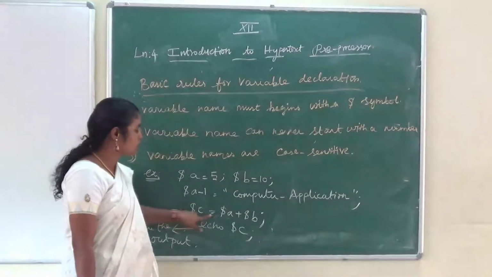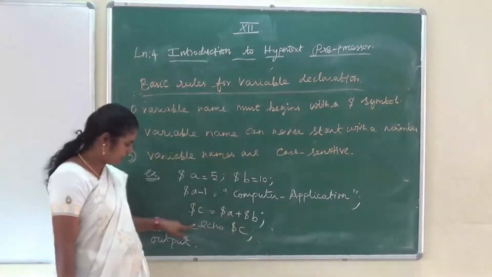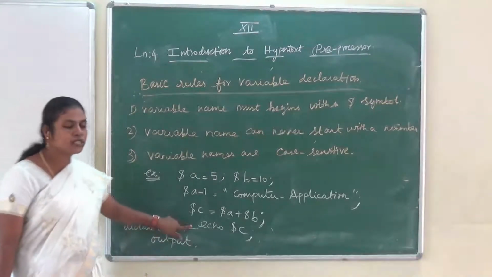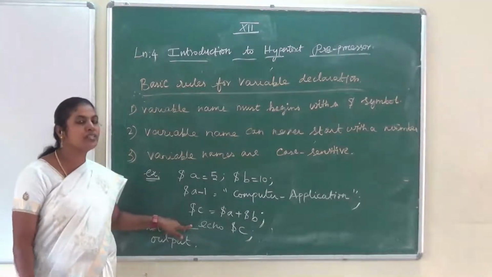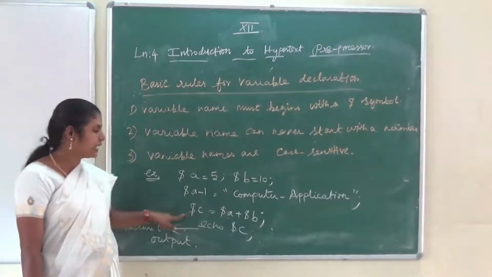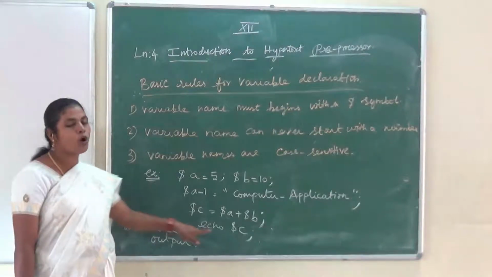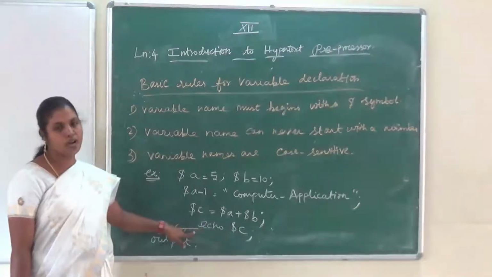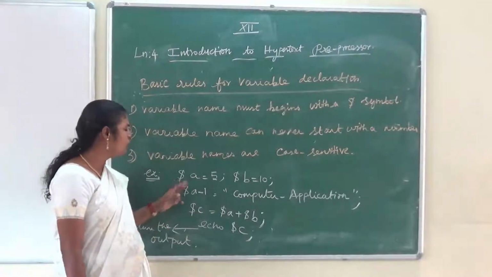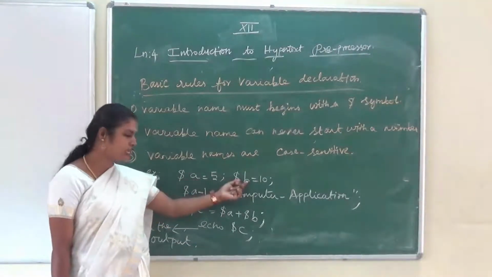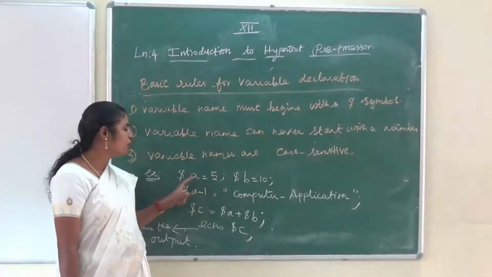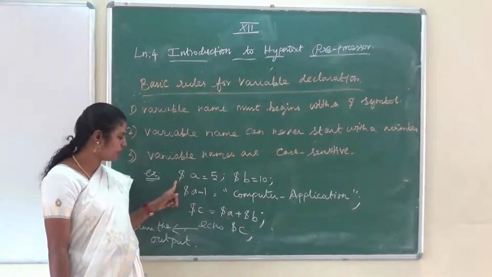Now here C is equal to A plus B. This is the calculation area. Echo is used to display the output. In the C++ programming language we give cout, in the C language we give printf. Like that, when we want to print the output we use echo. Echo is a keyword to print the value. Now A is a variable, B is a variable, A1 is a variable, C is a variable. Before them we specified the dollar symbol.